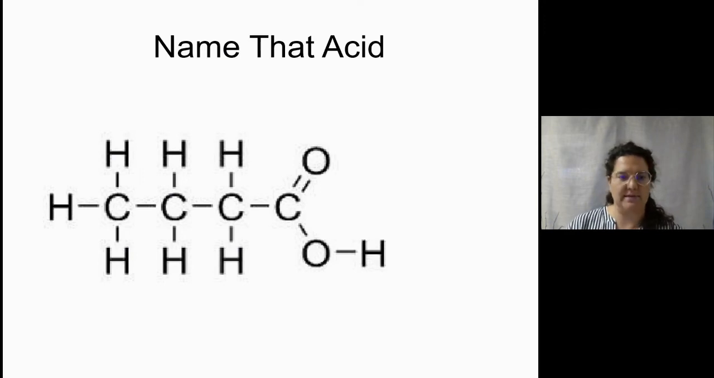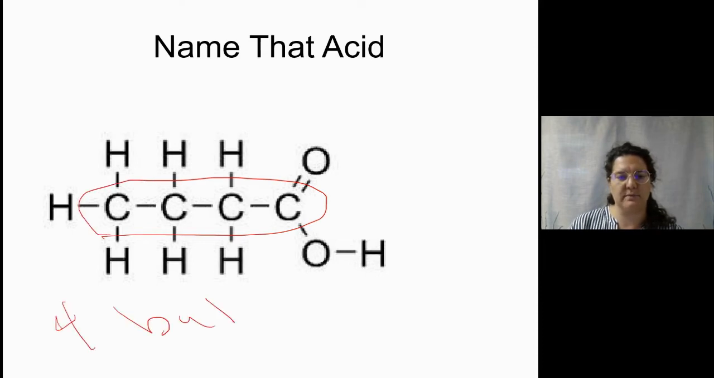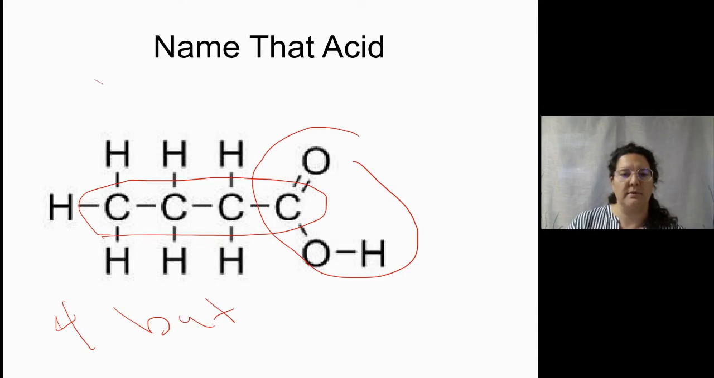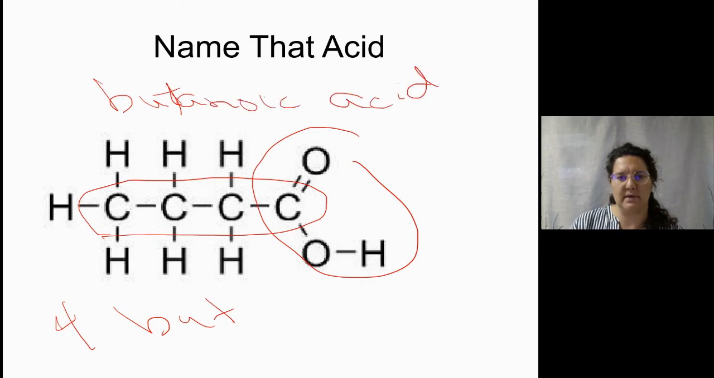So as we name this acid, first thing we're going to do, how many carbons are there? 4. So this is going to be but. And then we have our carboxylic acid group. So we're going to be butanoic acid. Simple as that.